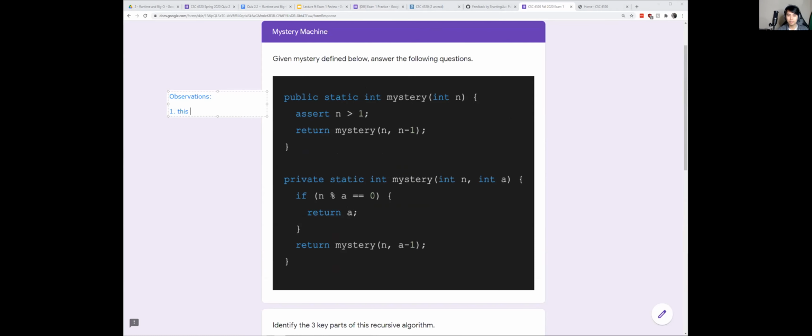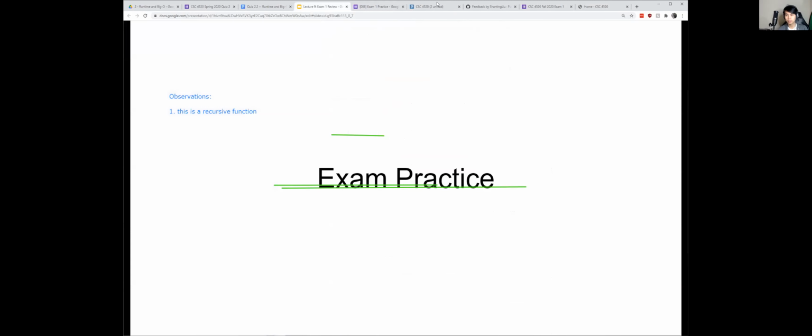Number one, this is a recursive function. You can tell that this is a recursive function with a helper because we have mystery here call into another copy of mystery, which is this private method here. So this is a helper function. If you're not sure how I can create a method with the same name, you have to go back and look at the recursion lecture up here, which I talk about in the video.